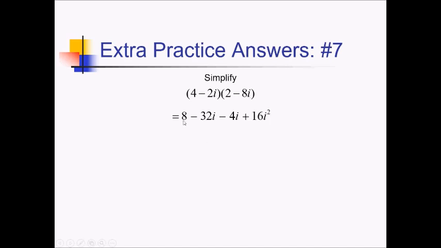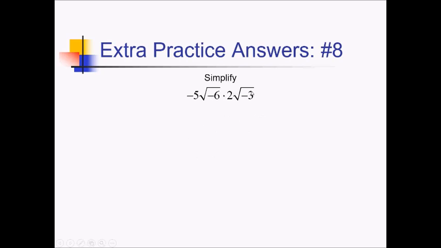So this 8 in the beginning is going to stay where it is for now. Negative 32i minus 4i is negative 36i. And then 16i squared, well, i squared is really negative 1, so I can write this as negative 16. And I can combine that negative 16 with the positive 8 out in front, so that's going to be negative 8 minus 36i.